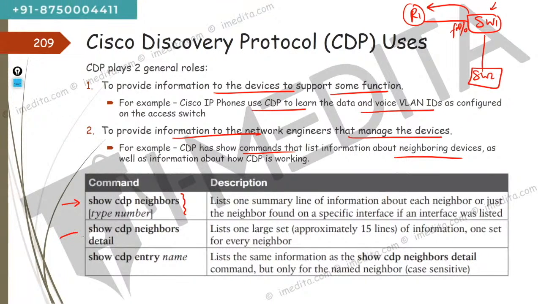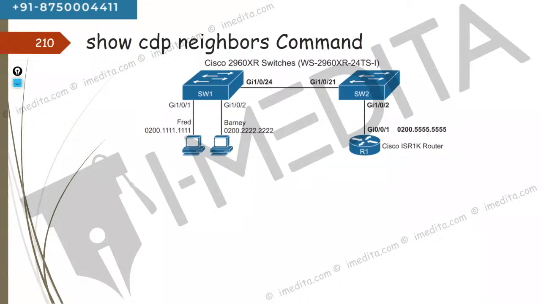Now, you can also issue the command show CDP neighbors detail. This will give you a little bit more detailed information about individual devices. Or else there is a third command, show CDP entry, and then you can mention a particular name of a neighbor. Then it will display only information about that particular neighbor. Okay. So let's say we have this topology.